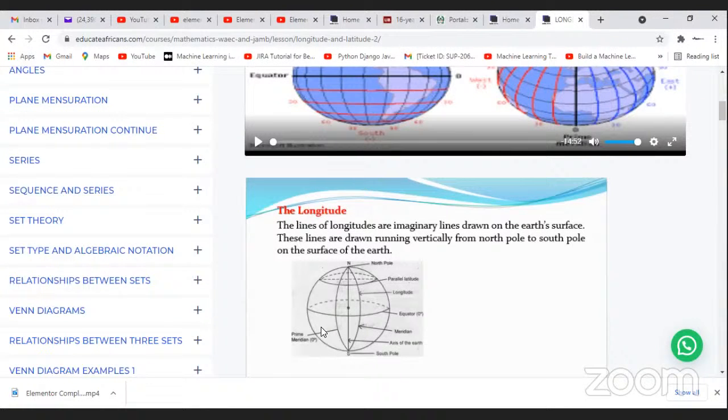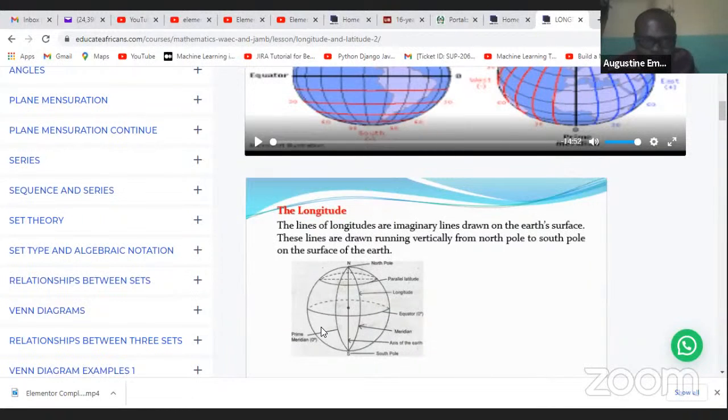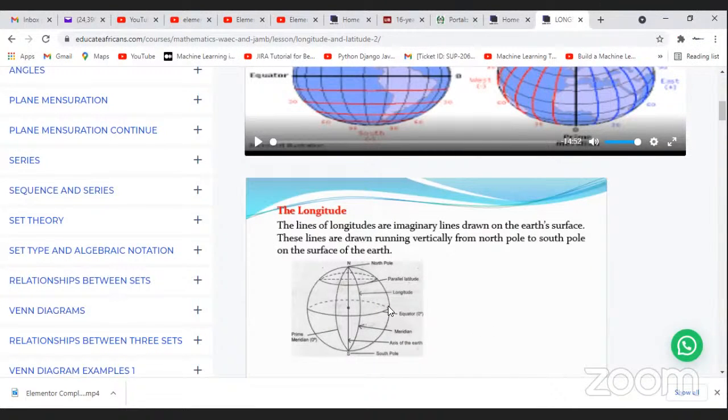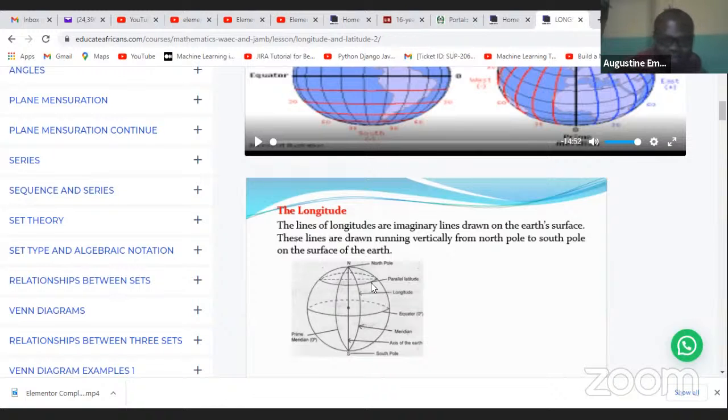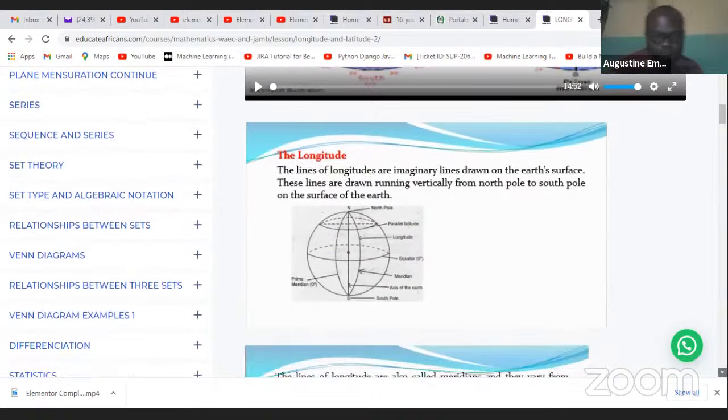The line at the equator and the parallel latitude. The equator and the parallel latitude. Two of them are the latitudes. Perfect. So having known this, we can go forward because you already know what I'm trying to say.